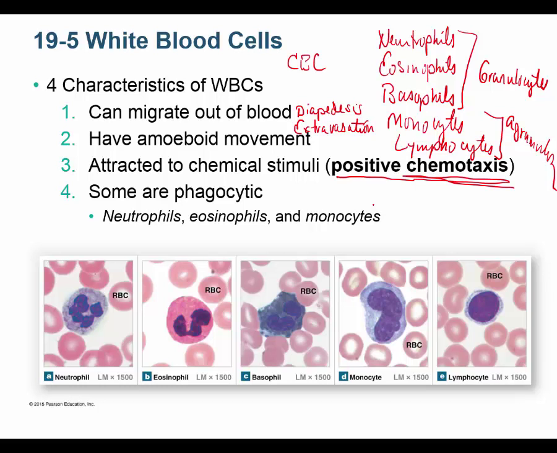Now, what do they do when they get there? Well, it depends on which cell. For example, lymphocytes act a little bit differently than, say, monocytes. Lymphocytes make antibodies and can directly attack, but they don't phagocytose. Whereas monocytes are big phagocytic cells. Matter of fact, three of them are phagocytic cells. Neutrophils, eosinophils, and monocytes can phagocytose. Basophils release chemicals that we'll talk about, and lymphocytes make antibodies and directly attack. So this is what our white blood cells do for us.